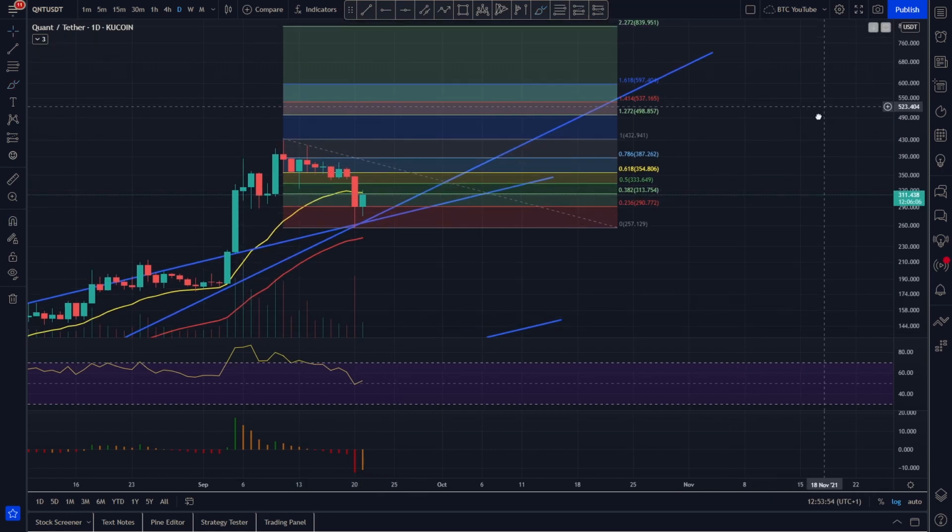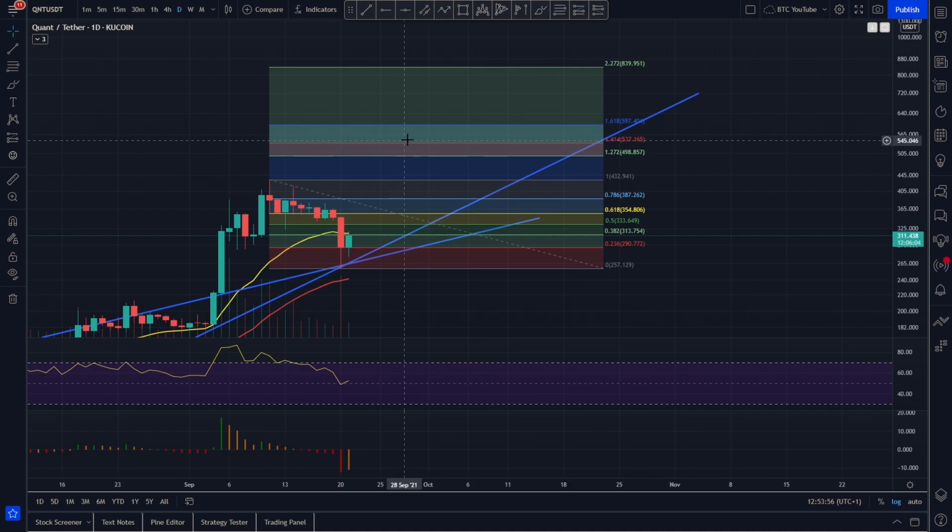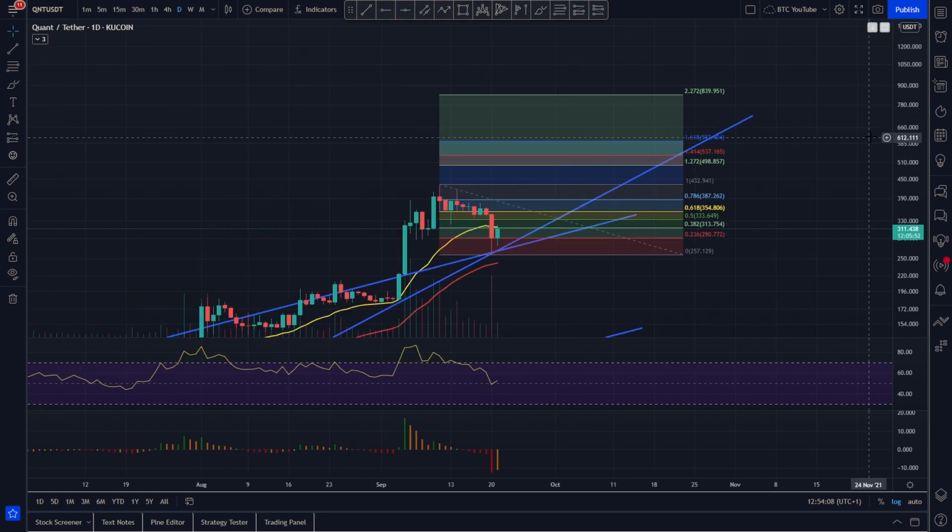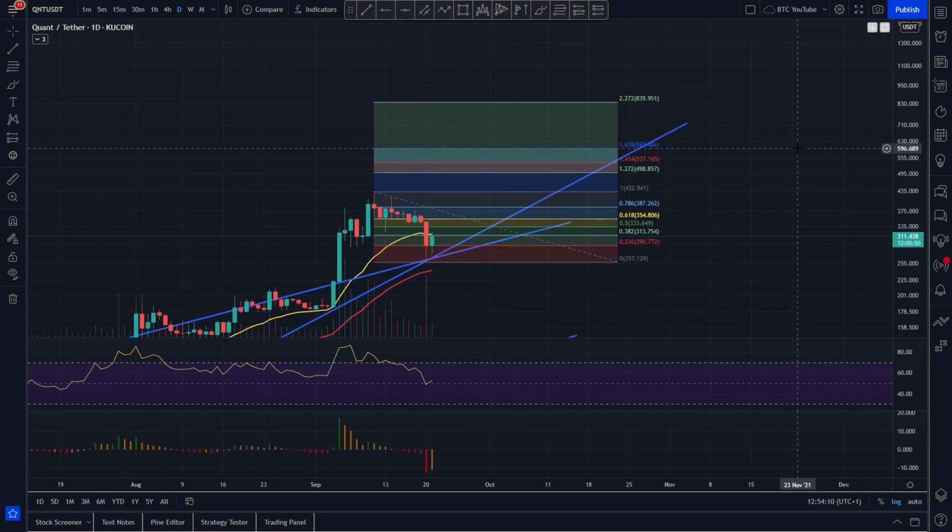And then if we do start to break out, we've got some longer term price targets here. The 1.27 at around 500. We've got the 1.41 at around 540. The 1.618 at around 600, and then a big 2.27 extension on this next move at around $800+. And as we said, we do think Quant, it's easily by the end of the bull run, in our opinion, going to be over $1,000. This is a really, really top quality project. It's going to get a lot of use, and it is very, very bullish.